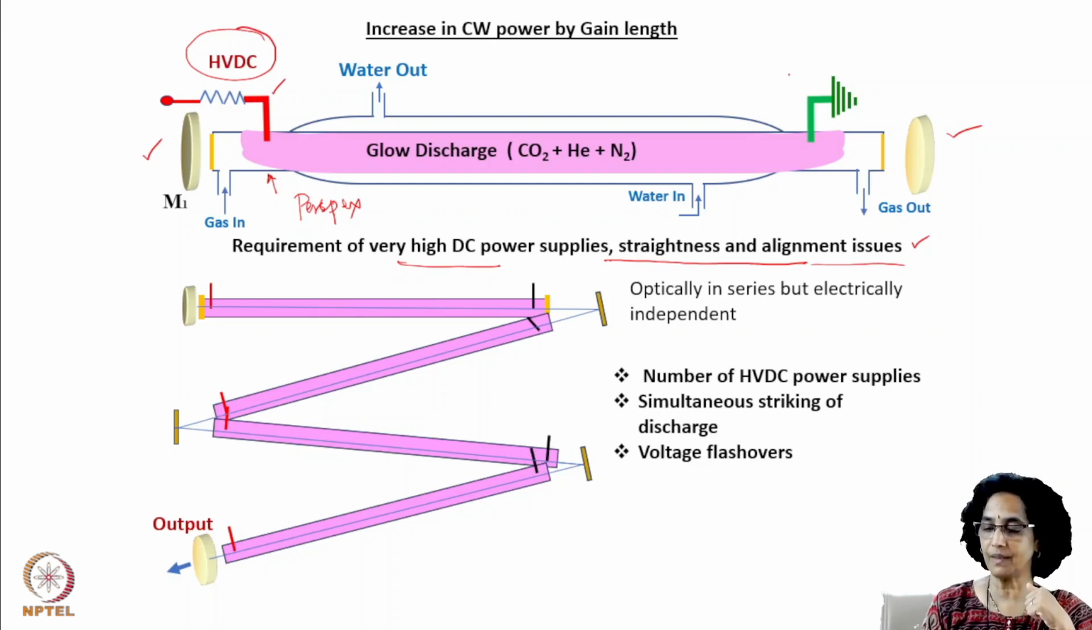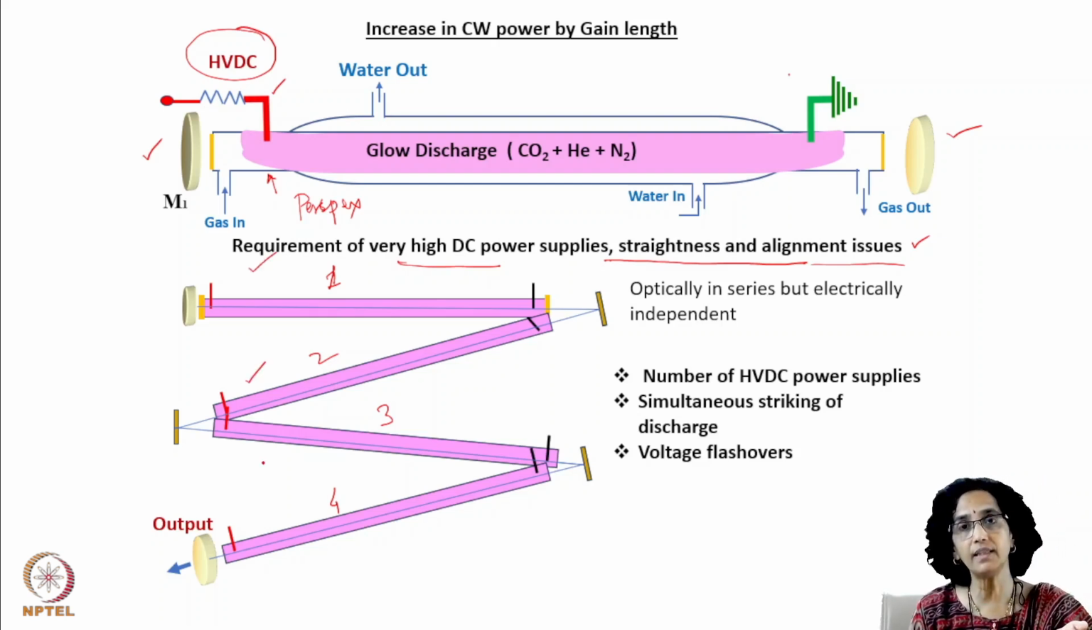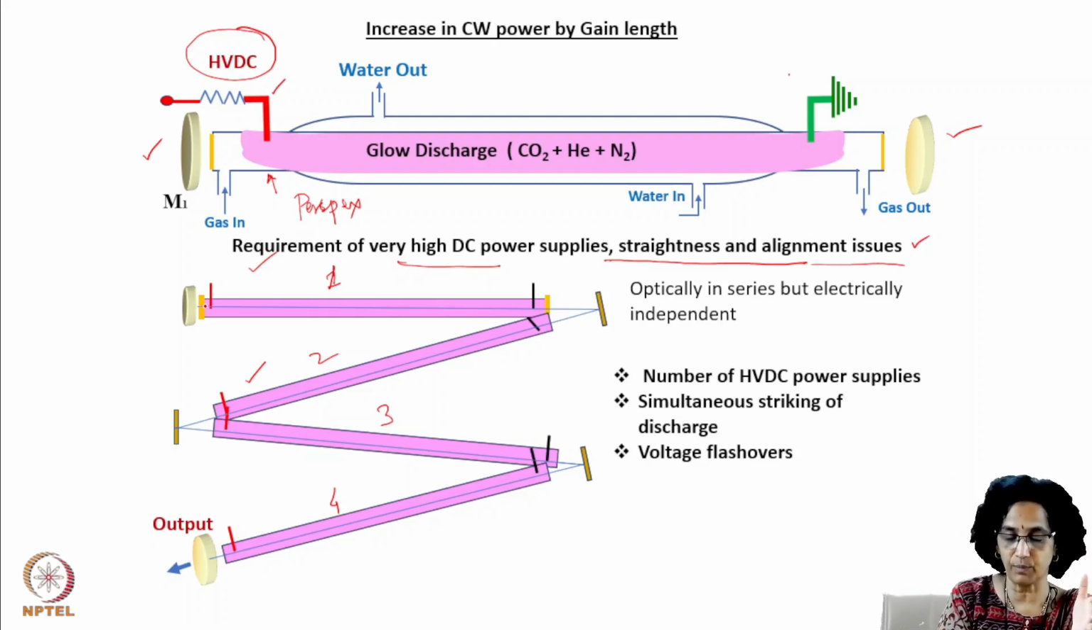The other method is, okay, you do not have a single long discharge, you have many discharges. For example, I have shown here many discharges, 1, 2, 3, 4 discharges, right? Each has its own power supply, this has its own power supply, this has its own power supply, only they are optically in series. That means the photons which are starting from here, suppose they get reflected from here, go through the other discharge, go through the other discharge. So they are amplified. Amplification is happening in every tube. So these are optically in series.